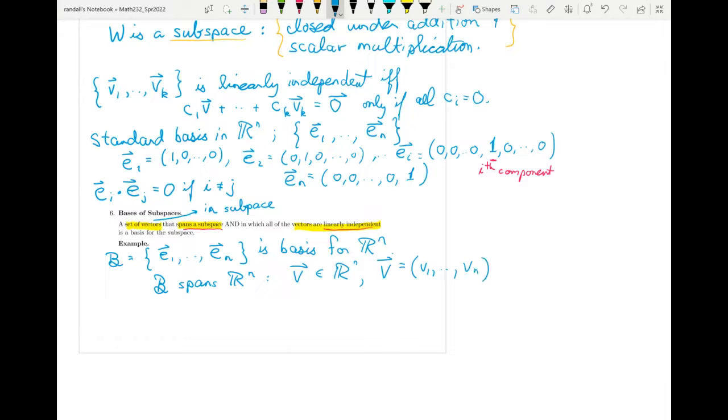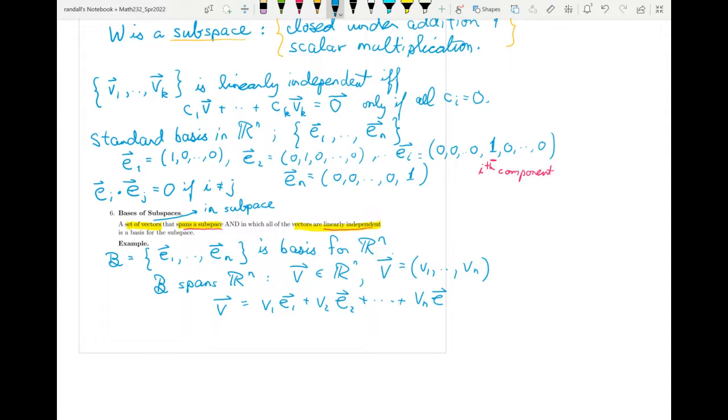The question is, can I write that as a linear combination of the e_i's? And we see it's particularly easy because of the simple form of these e_i's. So v can be written as the scalar v1 times the vector e1, the scalar v2 times the vector e2, and all the way down to the last component, vn times en. Okay, so it spans Rn. That's the proof that this basis script B, the standard basis, spans Rn.